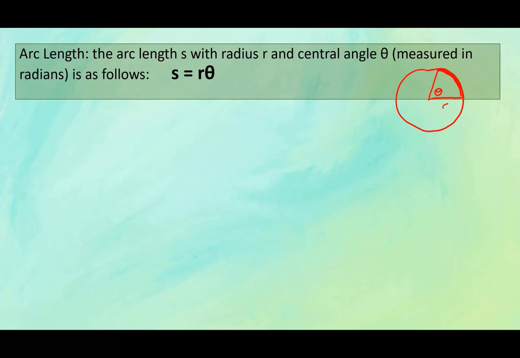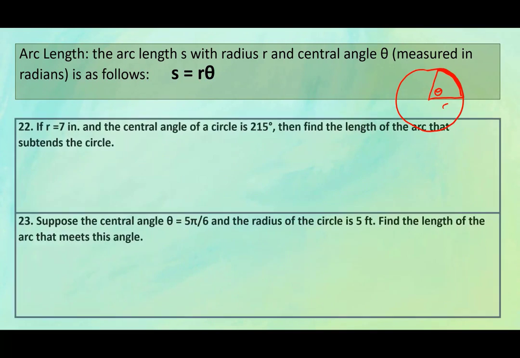So, if we want to find an example here, if r is equal to 7 inches and the central angle of a circle is 215 degrees, then find the length of the arc that subtends the circle. So, just to give you a visual on what this looks like, we have a circle and a radius of 7 inches. The central angle is 215 degrees, which makes it quite big. So we have our angle, which is theta, of 215 degrees. Okay, and we want to find the length of this arc right here.